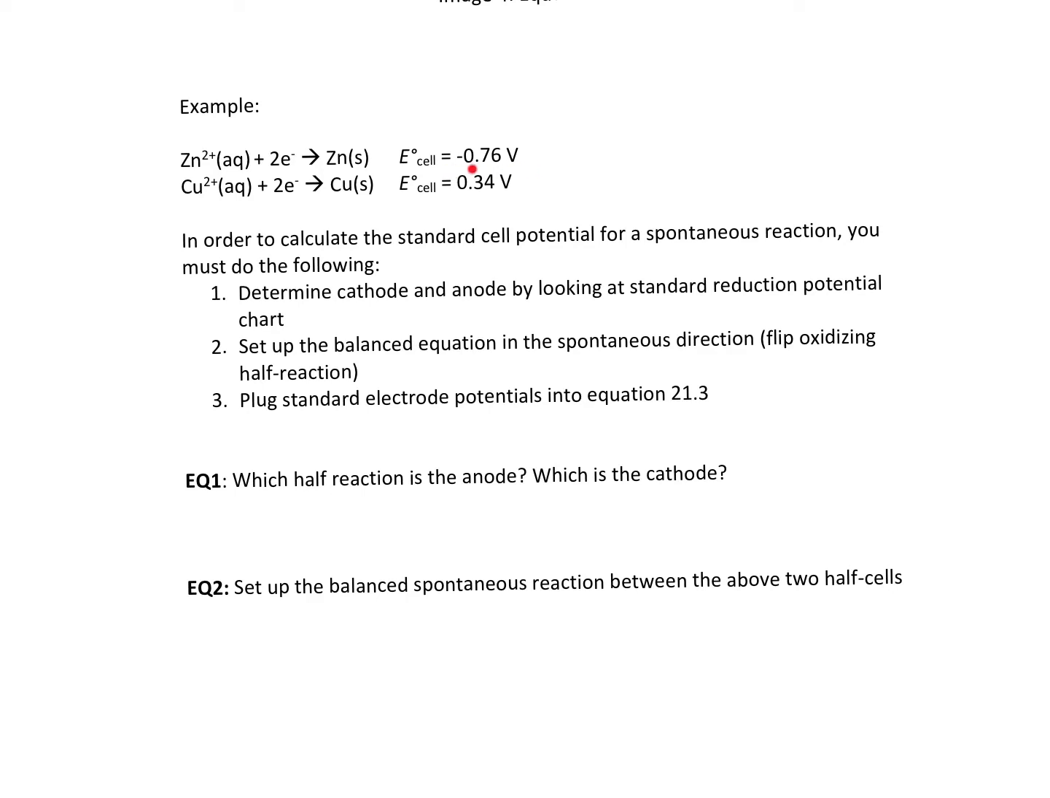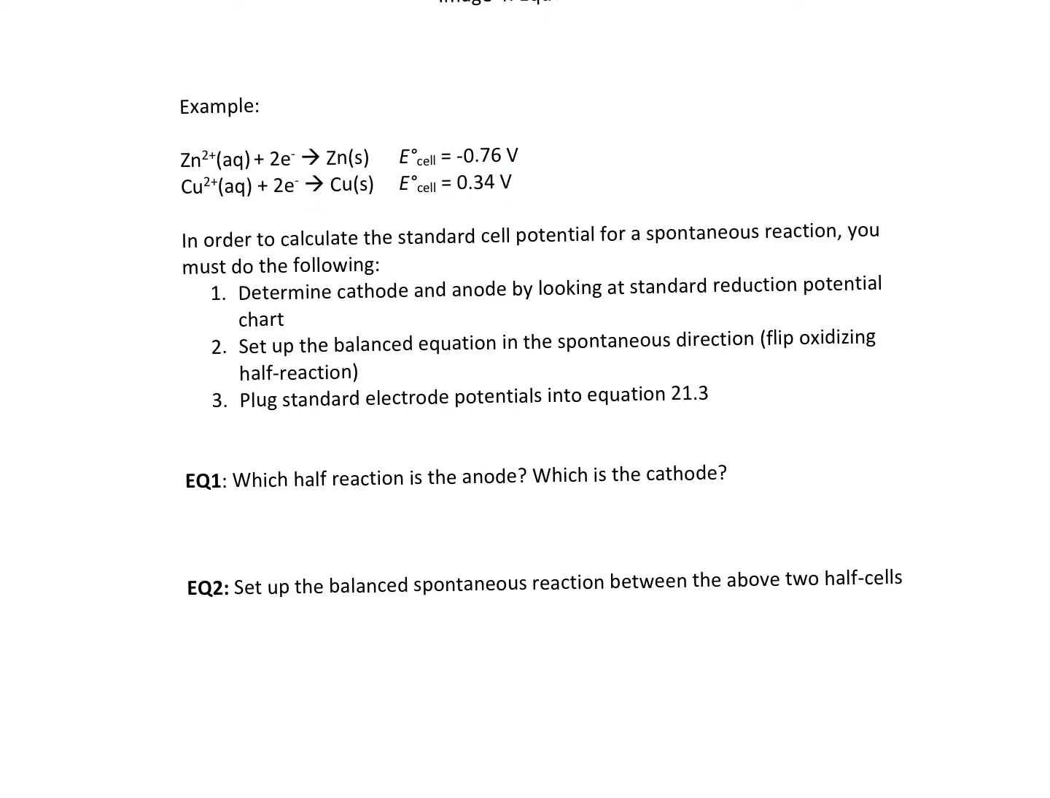Anything with a negative value means it's definitely less likely to be reduced as compared to hydrogen. Anything with a positive value is more likely to be reduced compared to hydrogen. So all of these are compared to hydrogen. So copper, written in the reducing direction, has a positive value.